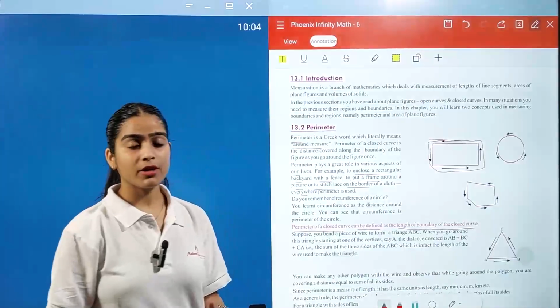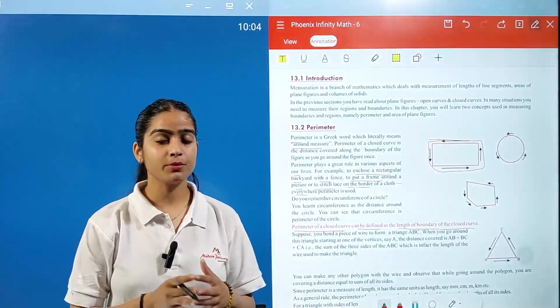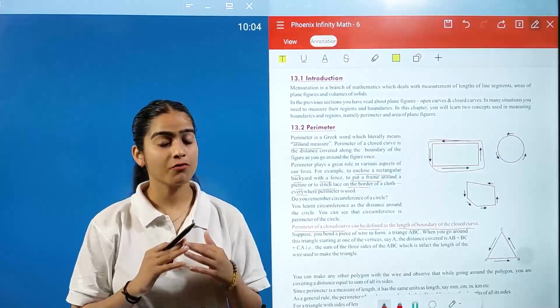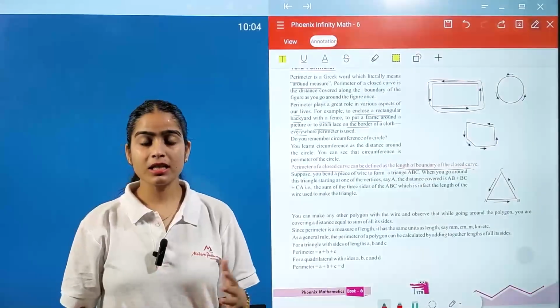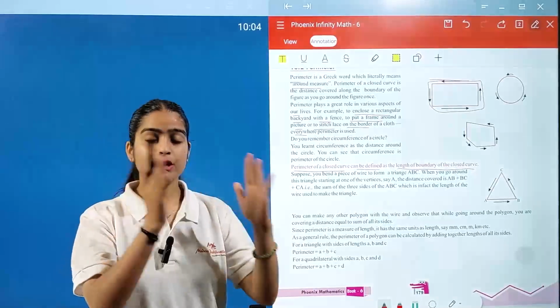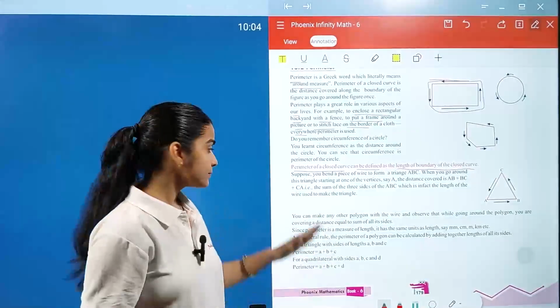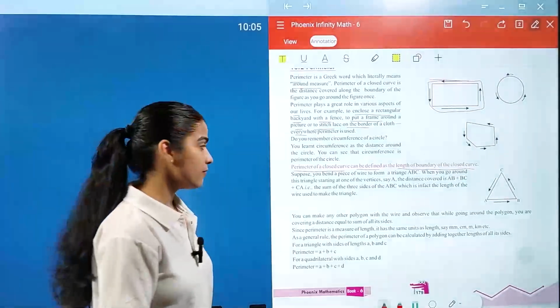Always keep in your mind when you have numericals that whenever you deal with a boundary, it means you have to apply the formula of perimeter. In numericals, students generally get confused about which formula to apply, perimeter or area. So if you deal with boundaries, you have to apply the formula of perimeter, otherwise you have to apply the formula of area.